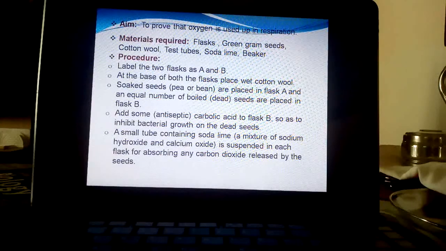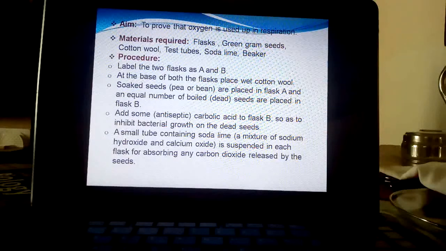Now, add some antiseptic, that is carbolic acid, to flask B alone, not in flask A, because dead seeds start decaying. So to prevent the decay, we have to add antiseptic. There they will ask you: give reason why antiseptic, that is carbolic acid, is added only in flask B. Then you will say flask B is a control set where we have taken boiled or dead seeds, so as to inhibit bacterial growth on the dead seeds, we are taking antiseptic. Got it?